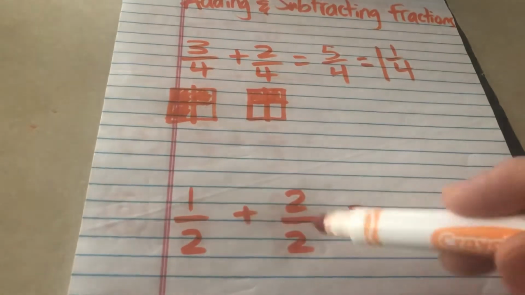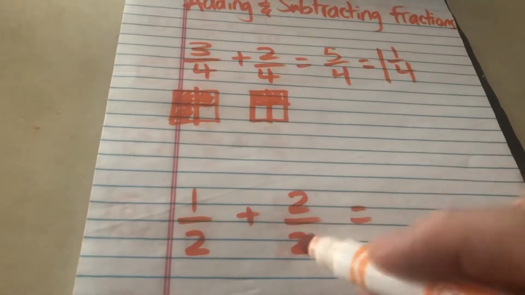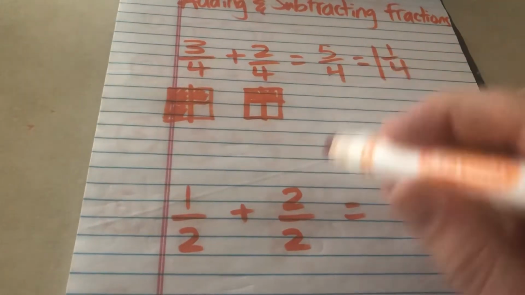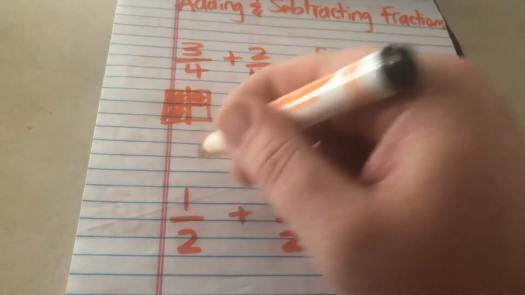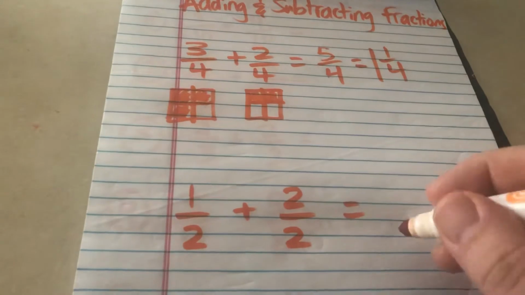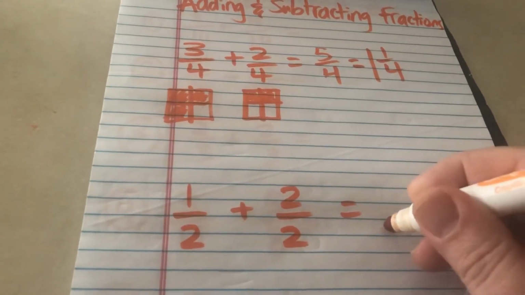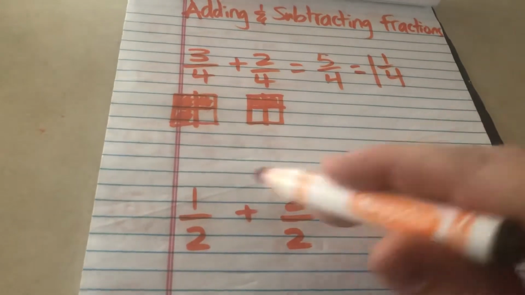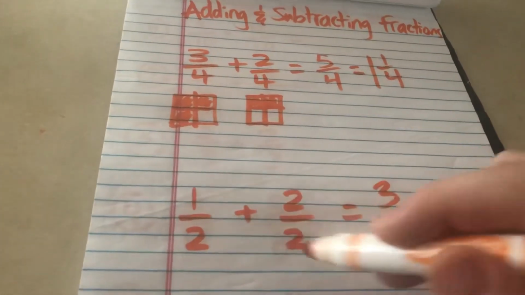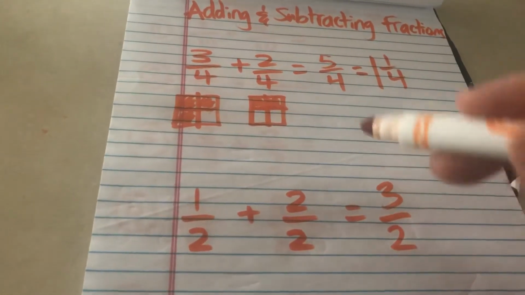Well, if I have 1/2 plus 2/2, the halves is just going to stay the same, just like it did up here. It's made out of 2. So, 1 out of 2 and 2 out of 2. If I have 1/2 and 2/2, I would end up with 3/2. Okay, just adding the numerators and the denominators stays the same for both.